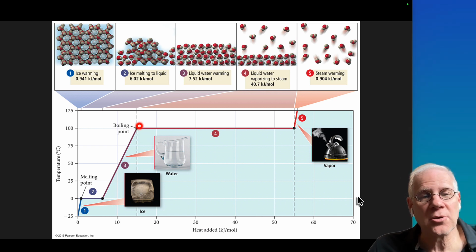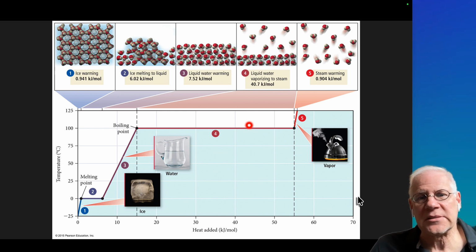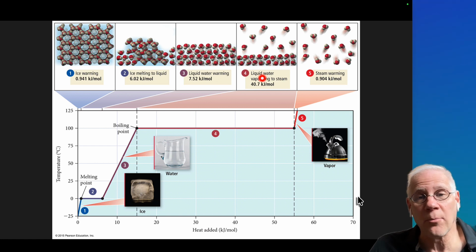Now, once we reach 100 degrees Celsius, we're at the boiling point of water, and we have to change all of that water into steam. So now we have to completely break all of those intermolecular forces. All of those hydrogen bonds between water molecules need to be broken. And we can see how much energy it takes in order to break those bonds. It's a significant amount of energy. So again, we're going to use delta H of vaporization times the 1 mole, and we're going to get 40.7 kilojoules.